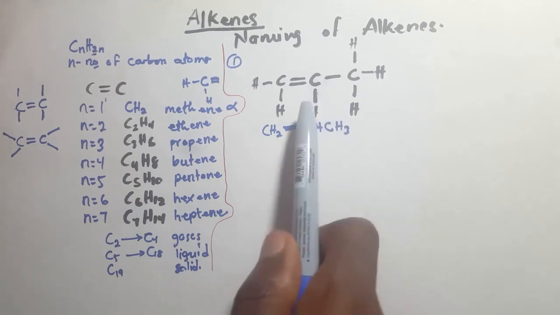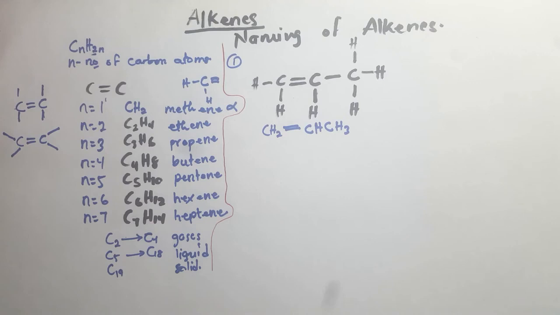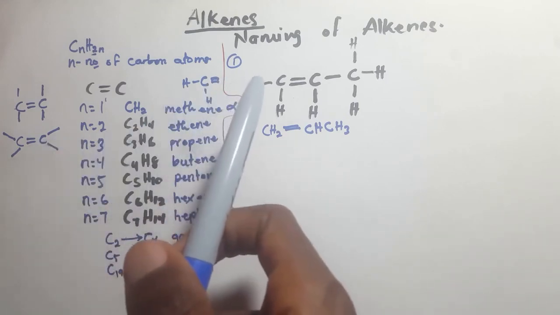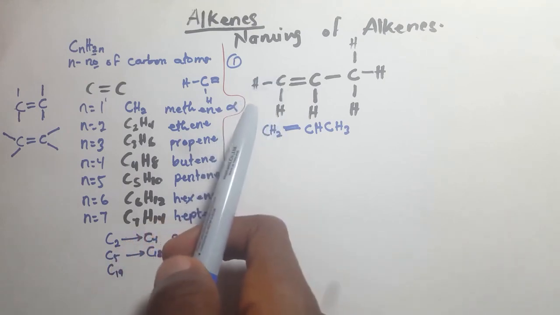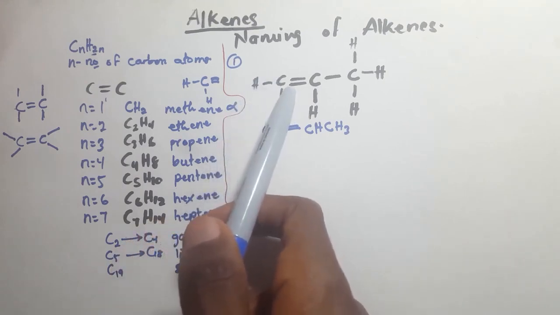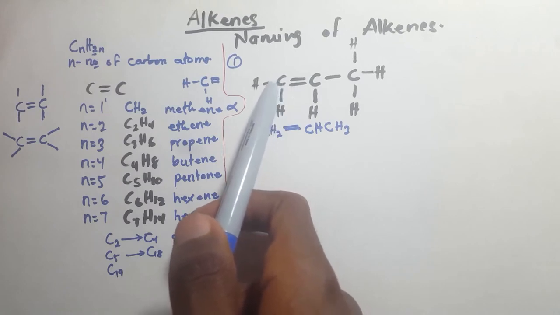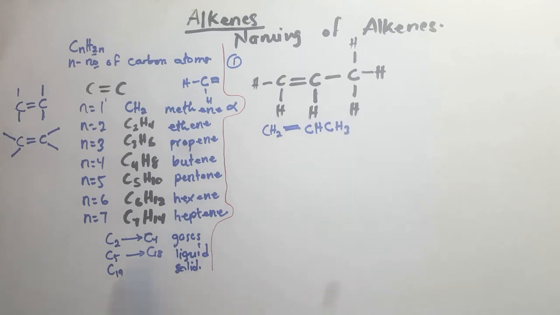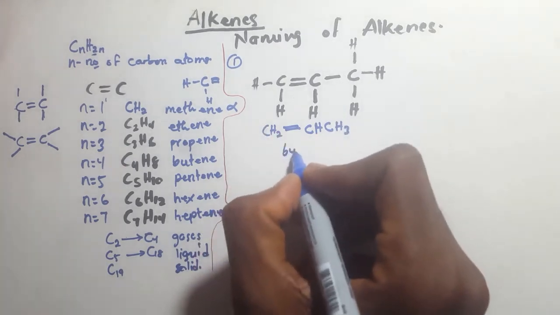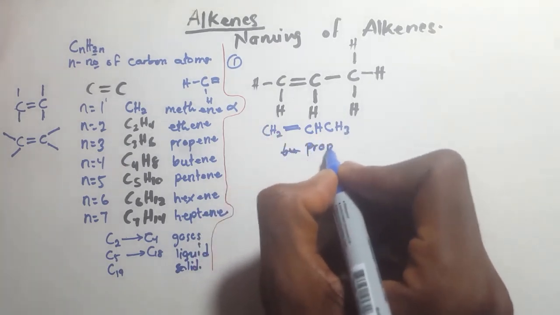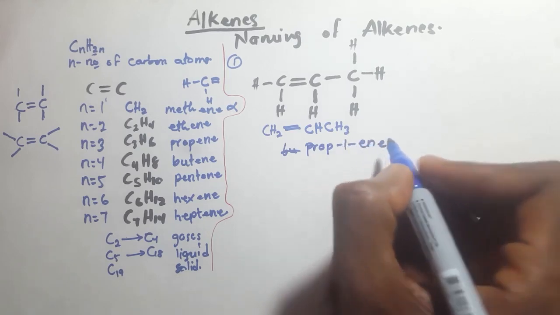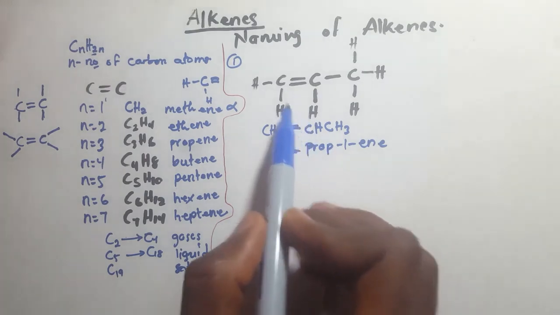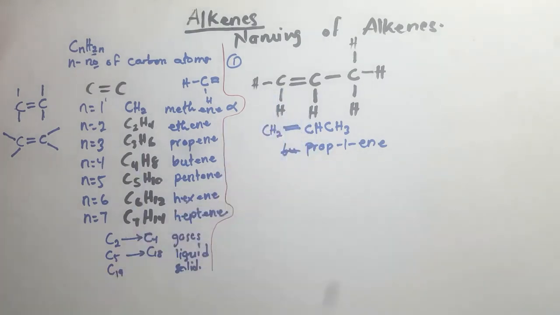This is the same as this. How do you name this? Now, one thing which is different from the alkanes is that with the alkenes, when you are naming, you state the position of the double bond. Now this double bond is found on the first carbon. So you are going to say 1, 2, 3. So the name is going to be prop-1-ene. Since there are 3 carbon atoms, prop-1-ene. Why 1? Because the double bond is found on the first carbon.